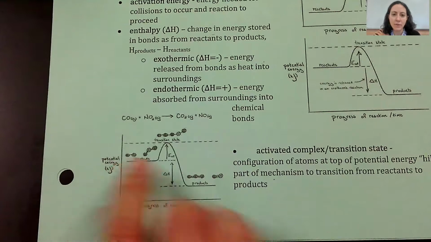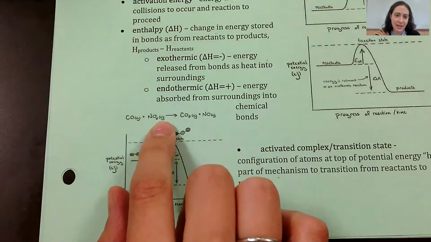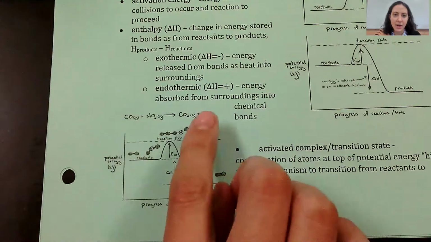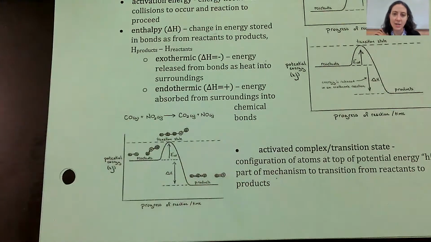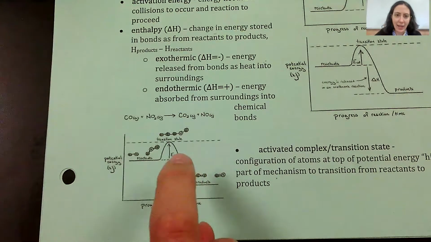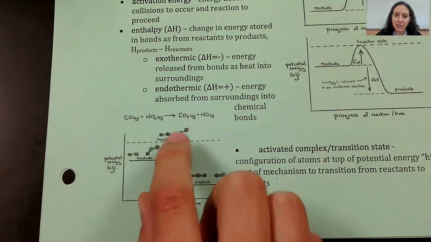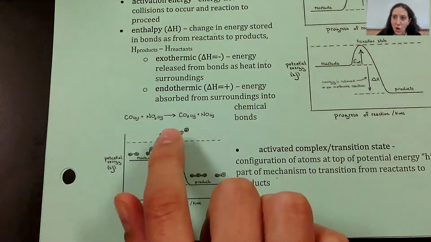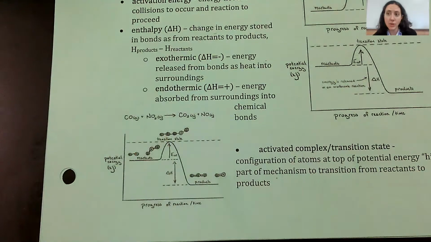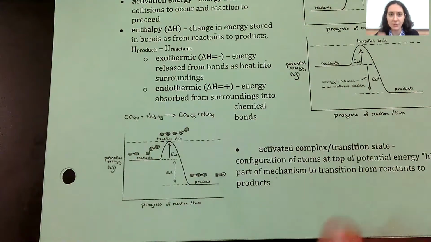So this is the start of the reaction. This is the end. So we've got our reactants and our products. The carbon monoxide and nitrogen dioxide are right there, and our products are carbon dioxide and nitrogen monoxide. In between those two is the mechanism, or the actual reaction, what's really happening. In this particular case, there's some sort of little drawing here. It might be more than one step. This is showing only one step, but frequently you have multiple steps.